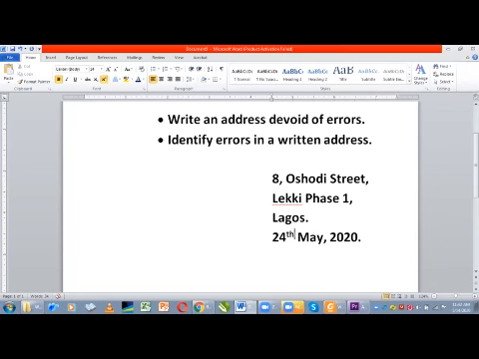Now for the date, please do not superscript. Do not superscript and do not subscript. The date should be written on the same line, like that.